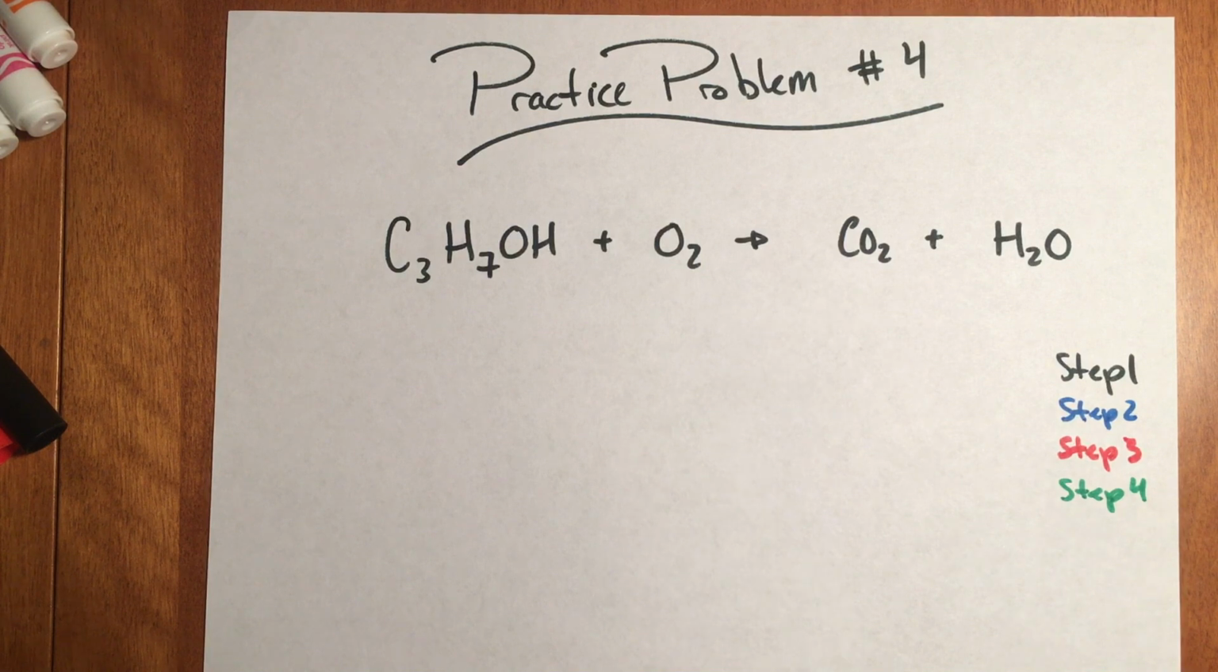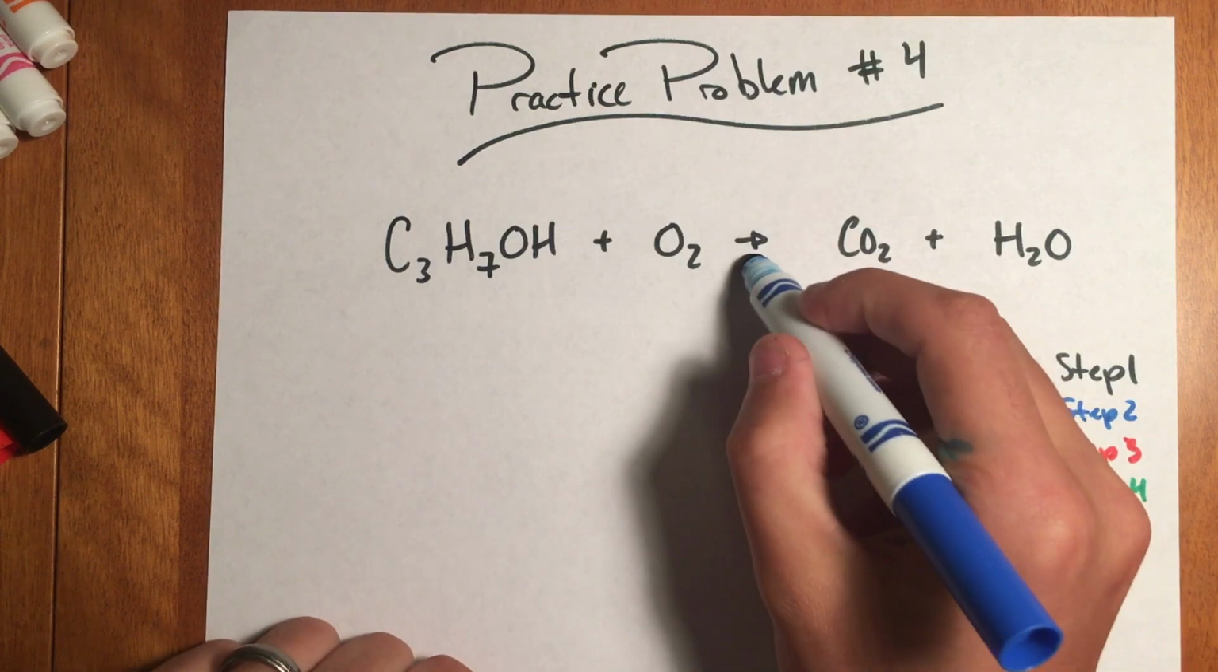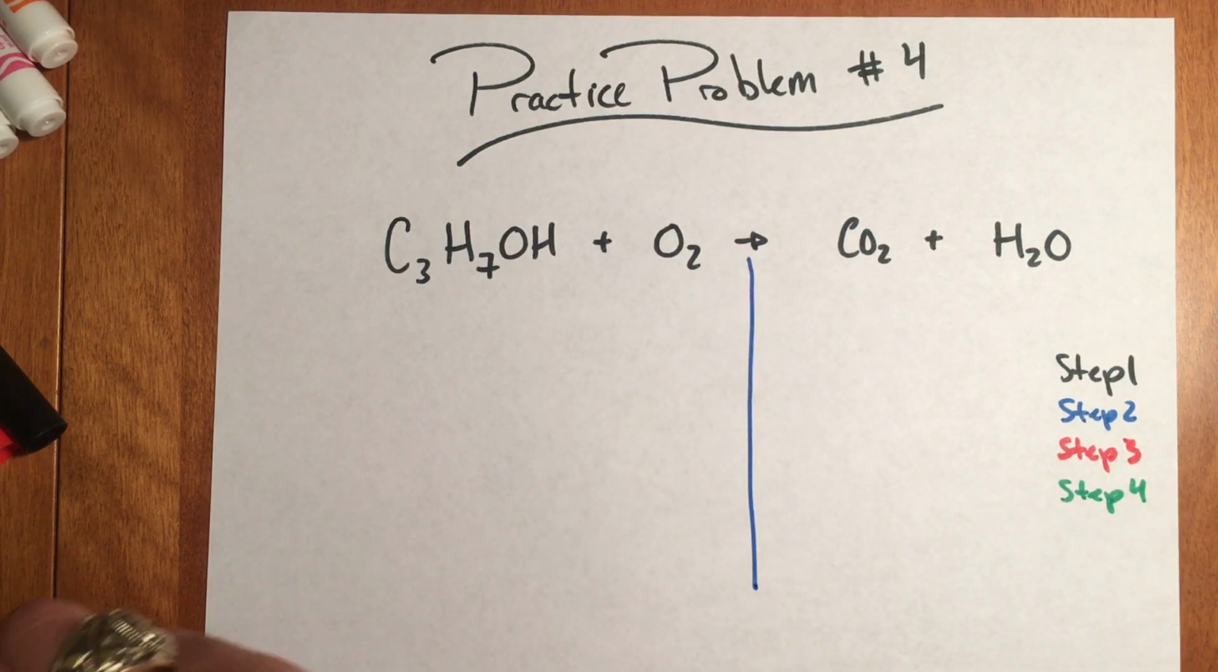All right, for our last problem, I want to show you one last thing that you need to do, and mostly this is for combustion reactions. This is the reason why we balance oxygen last. Okay, so let's jump in with this one. So we've got this. You draw a line down the middle below the yield sign for step 2.